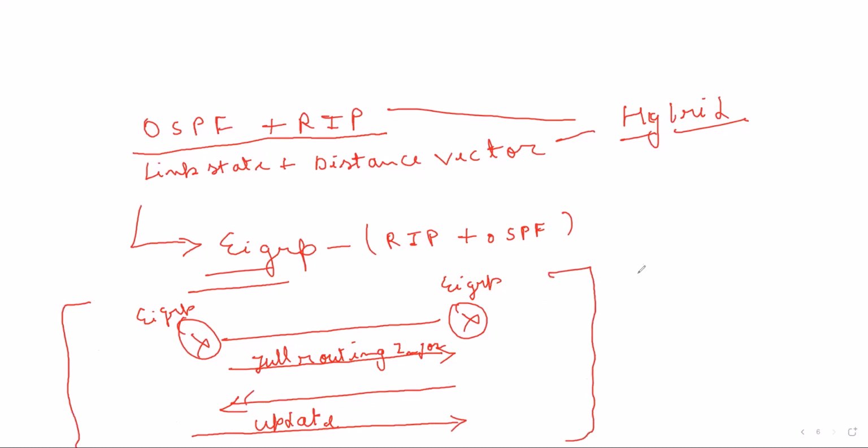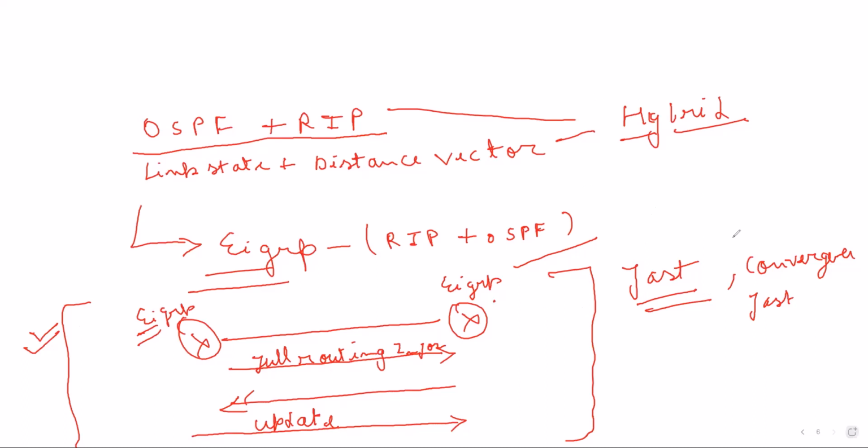So EIGRP is a fast protocol. Its convergence is very fast. That's why we are still using EIGRP in data centers. Mostly you will find EIGRP between switches, Nexus switches, in data centers. People say we are not using EIGRP, but it's not correct. Still in data centers we are using EIGRP because EIGRP is a very fast protocol. Okay, that was a little bit of history.